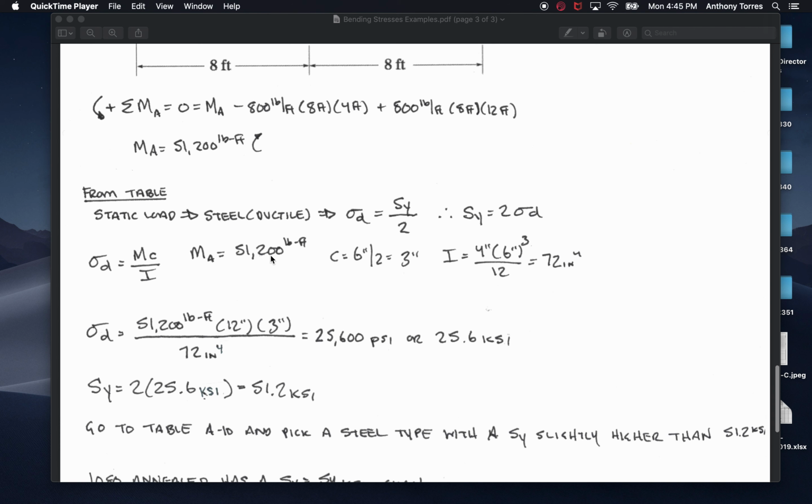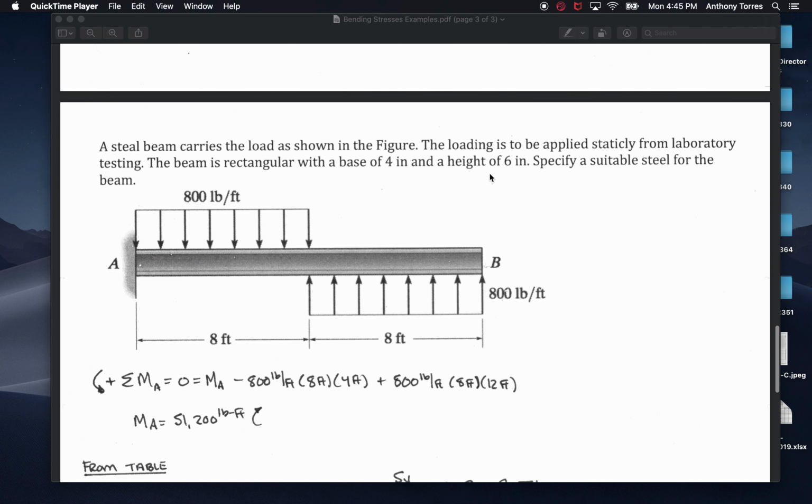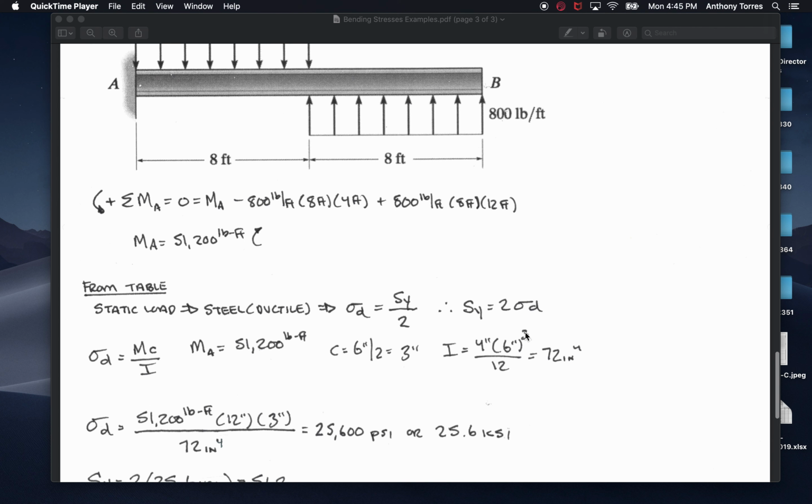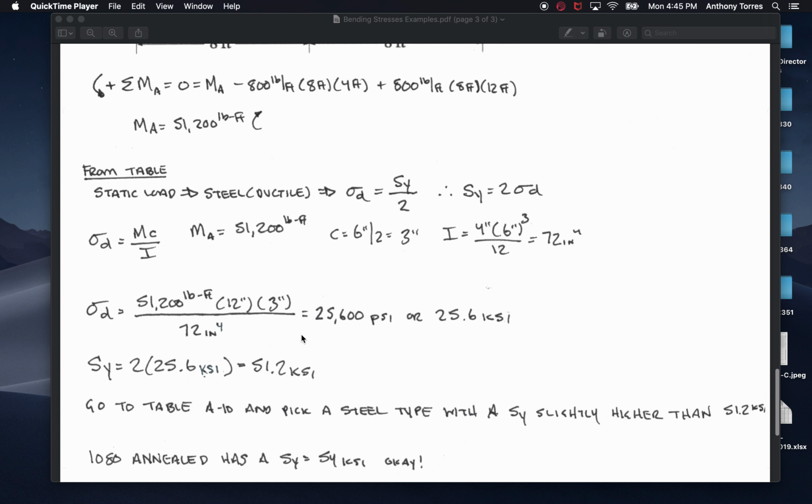MA is the 51,200 pound feet. C is 6 divided by 2. I'll get that from the dimension. The height is 6 inches, divided by 2 is 3 inches. Okay, the moment of inertia is 4 times 6 cubed over 12, which gives me 72 inches to the fourth. And so then I plug all that in.